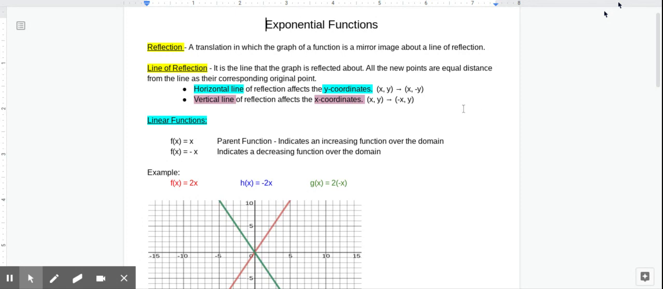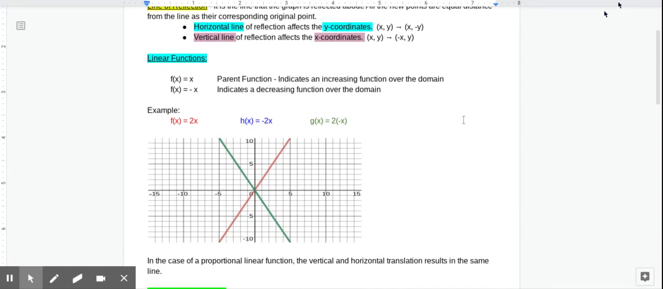A horizontal line of reflection affects only the y-coordinates. All the y-coordinates will be the opposite. A vertical line of reflection only affects the x-coordinates. In other words, all the x-coordinates will be the opposite.